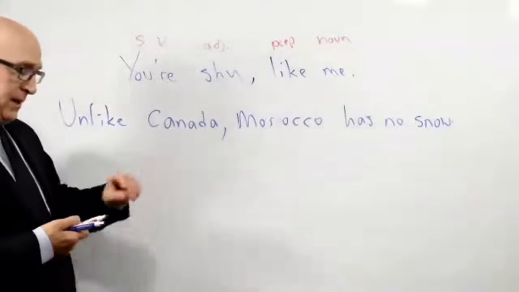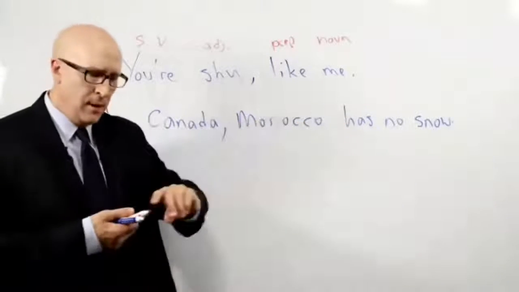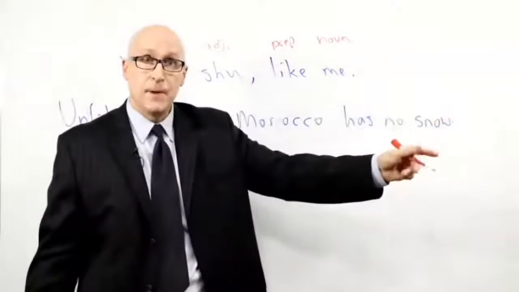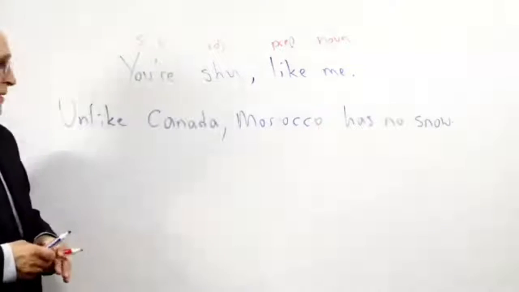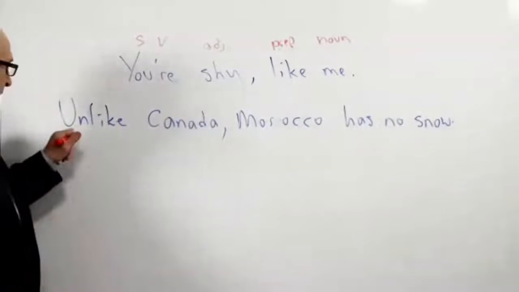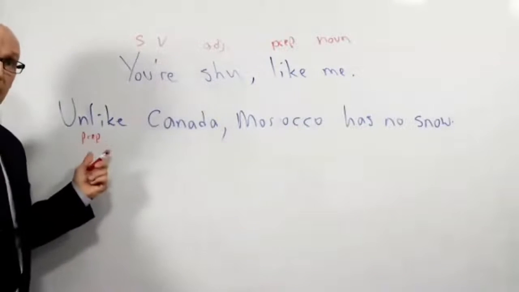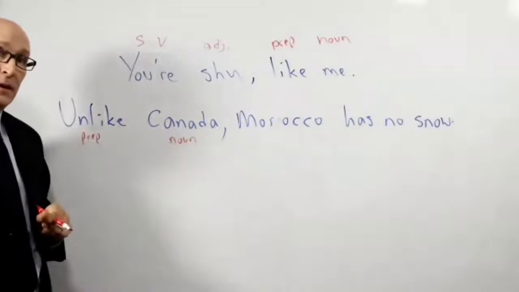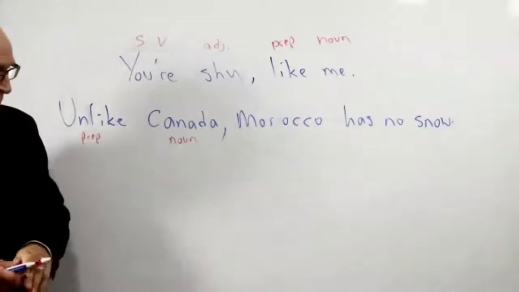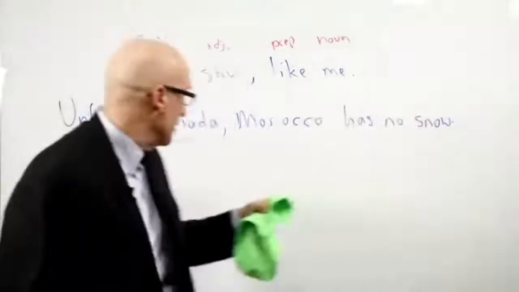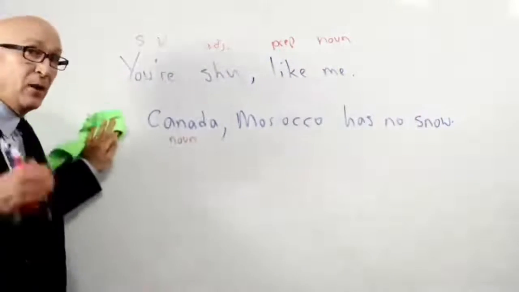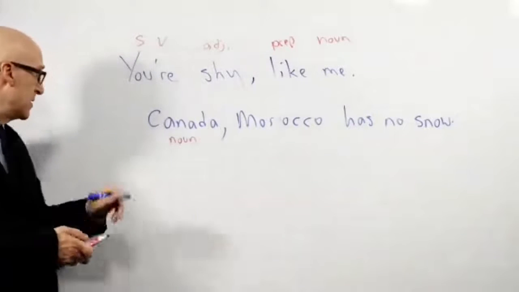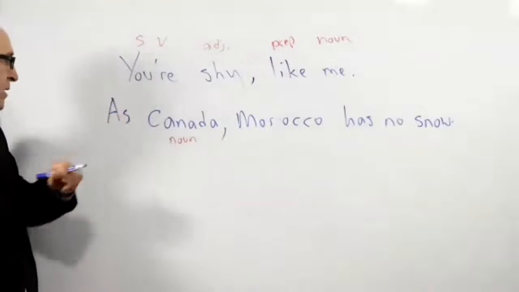So unlike Canada, Morocco has no snow. So our main idea is that Morocco has no snow, right? I hope that's accurate, Fawad. And what do we have here? We have our preposition, unlike, and we have our noun, right? What we can't do is this. We cannot say, and by the way, this is a common error, and that's why I think this student brought this question to us. This is what I hear often.